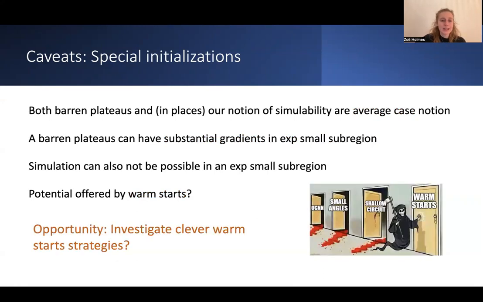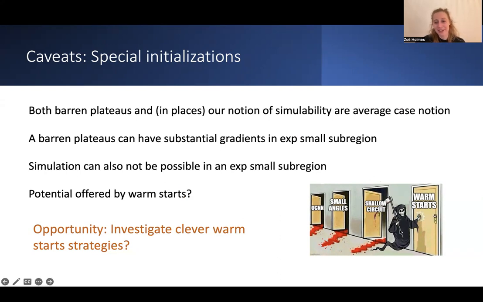So one opportunity here would be to investigate more clever warm start strategies. I'm not going to talk more about it here, but we've got a few things in the works that should hopefully come out soon on this. This is also one of the topics I would say that caused the most arguments and disagreements among the co-authors. Marco is probably the most skeptical about warm starts currently. Manuel, my student, is super pro warm starts. I'm somewhere in between.